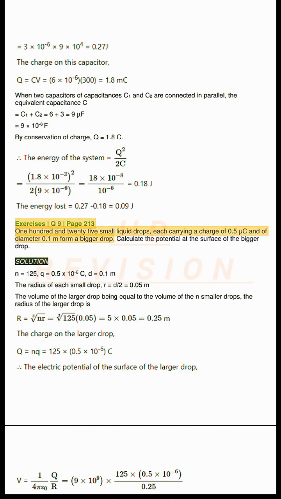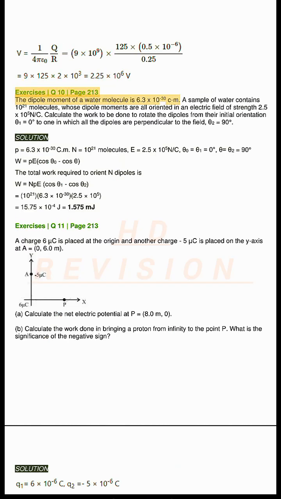Exercises Q9, page 213. 125 small liquid drops, each carrying a charge of 0.5 microcoulombs and of diameter 0.1 meters, form a bigger drop. Calculate the potential at the surface of the bigger drop. Solution. N equals 125, q equals 0.5 times 10 to the power of minus 6 C, d equals 0.1 meters. The radius of each small drop, r equals d over 2 equals 0.05 meters. The volume of the larger drop being equal to the volume of the n smaller drops, the radius of the larger drop is.